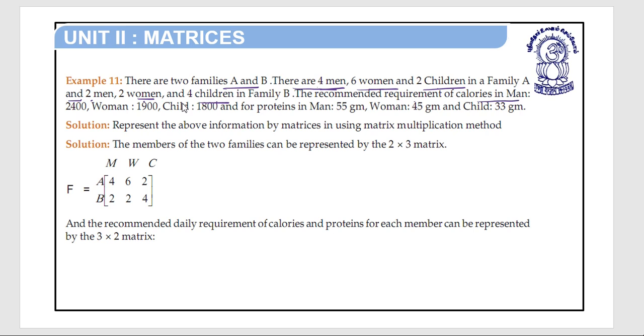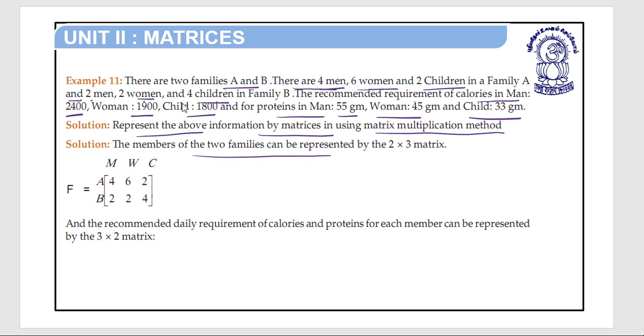The recommended requirement of calories is 2400 for men, 1900 for women and 1800 for a child, and for proteins 55 gram for men, 45 gram for women and 33 gram for a child. Represent the above information by matrices using the matrix multiplication method.